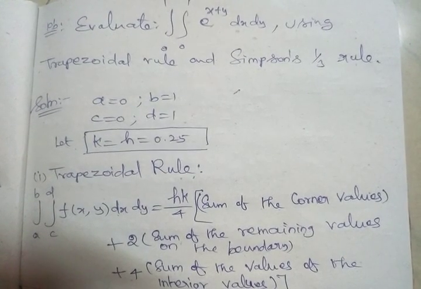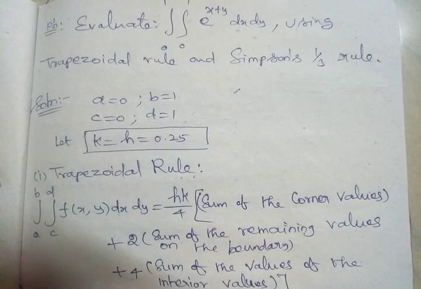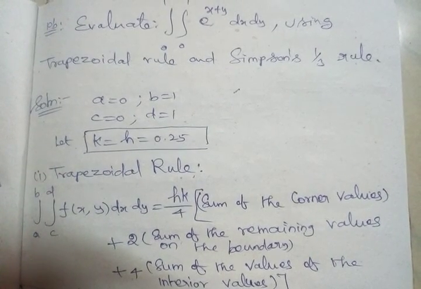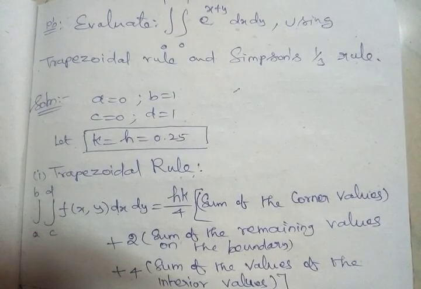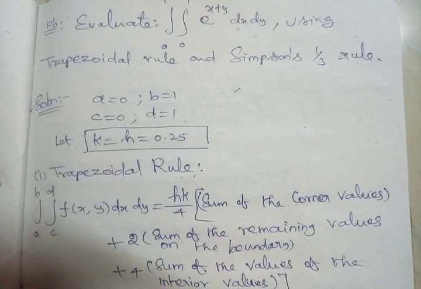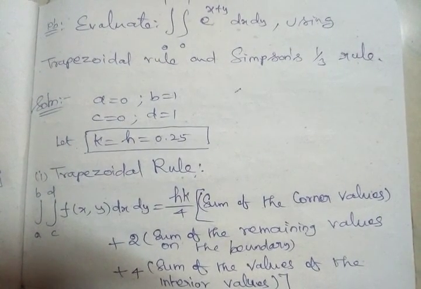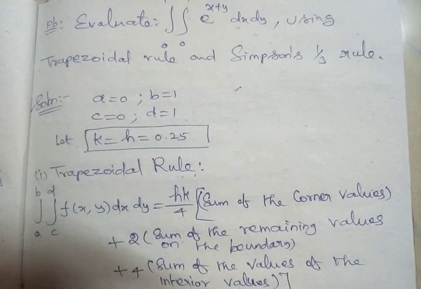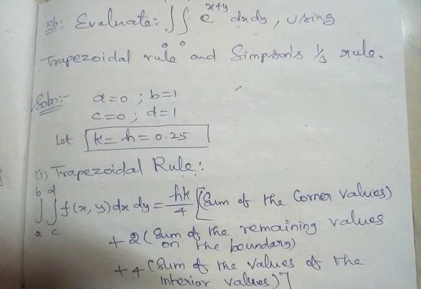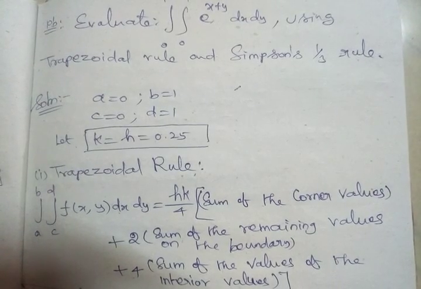Okay, this is the first primary step. We are given the limits from 0 to 1 for both integrals, so I am going to select the segments from 0 to 1. So k and h are both equal, with the same value 0.25. I am going to divide the limits from 0 to 1 into 4 segments: 0 to 0.25, 0.25 to 0.5, 0.5 to 0.75, 0.75 to 1. So there are 4 segments.